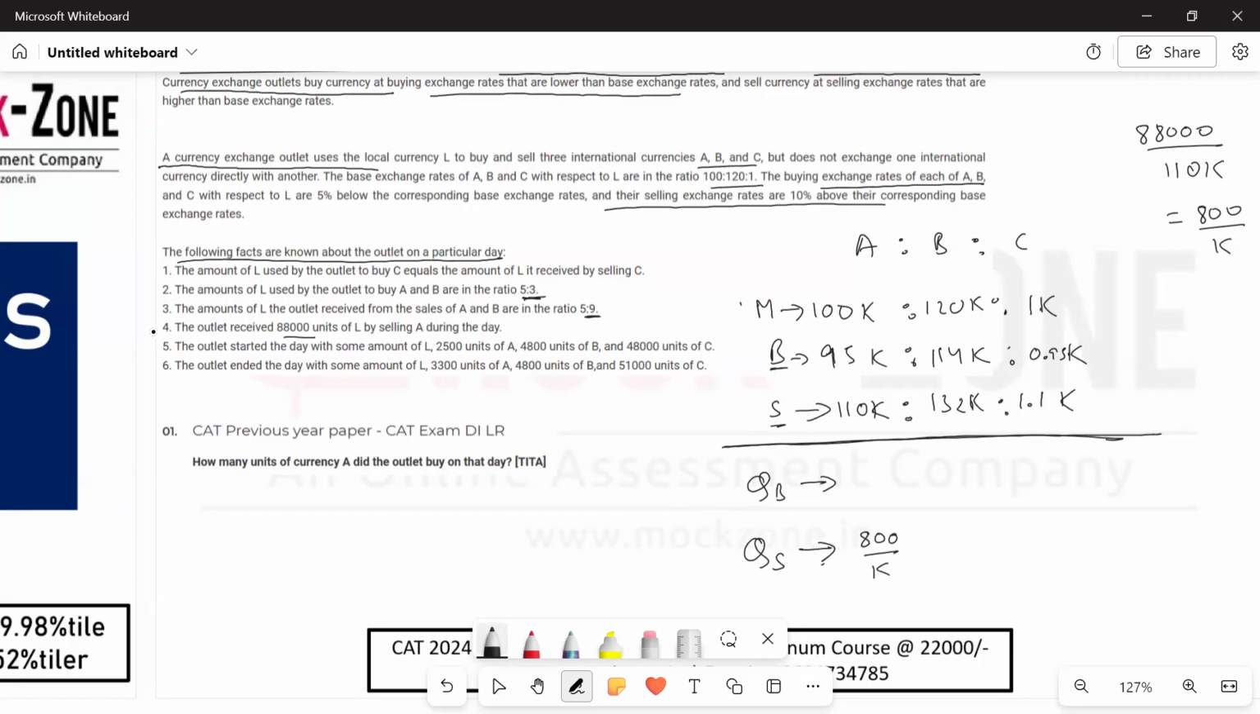Now we are done with the fourth statement. The third statement says the amount of L the outlet received from the sales of A and B are in the ratio 5:9. We know that from A it is receiving 88,000. We don't know the amount of L we are receiving by selling B. This ratio is 5:9. So the amount of L we are receiving by selling B is how much?